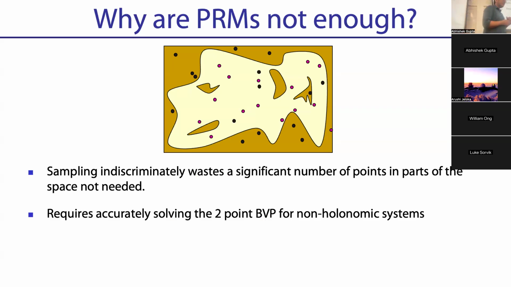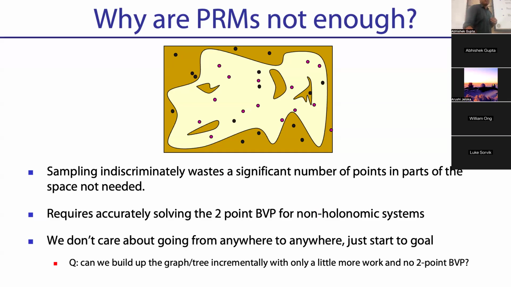And it requires solving this two-point boundary value problem, right? When you have a system like your car, you can't just connect anything to anything. You have to solve this boundary value problem. And so these PRMs, which basically construct a graph through sampling and then connect nodes, are a little wasteful, right? And they are overkill in many cases. You just care about going from the start to the goal. You don't care about building a graph to go from anywhere to anywhere in many cases.